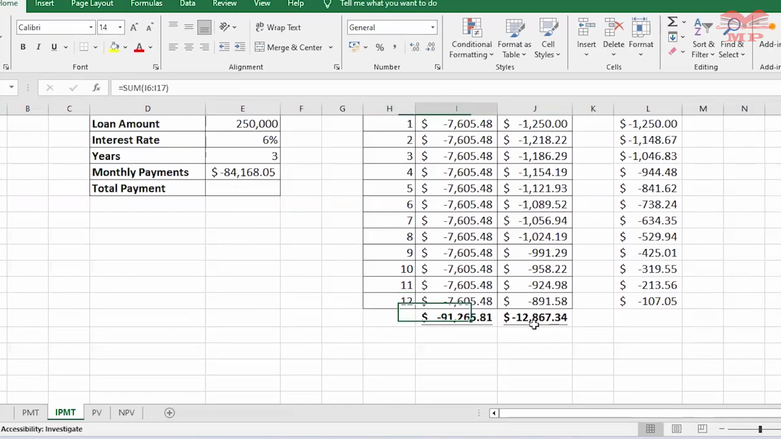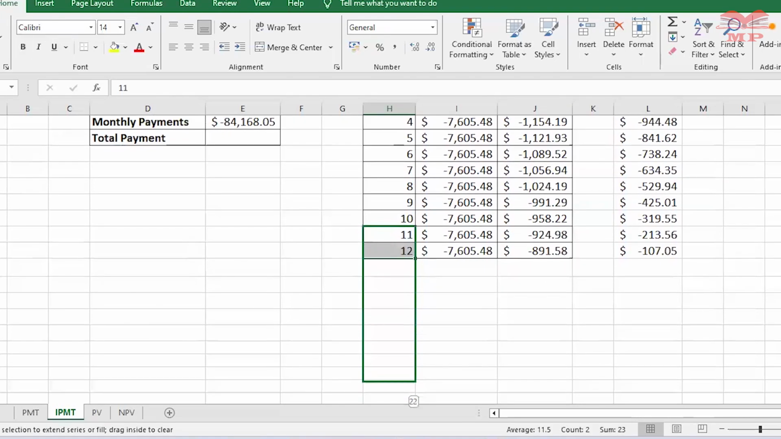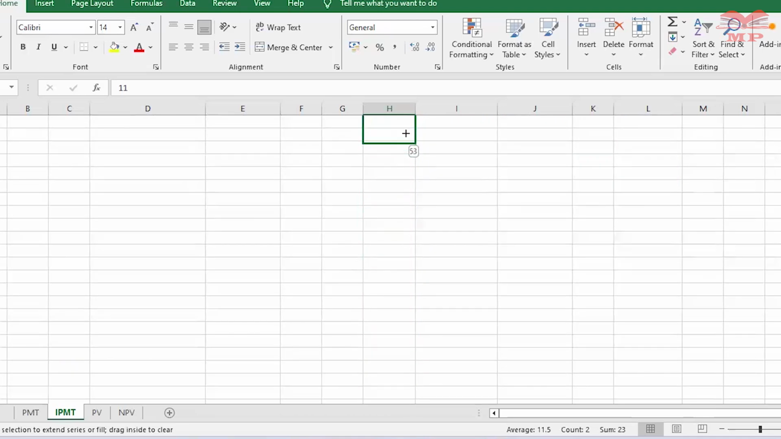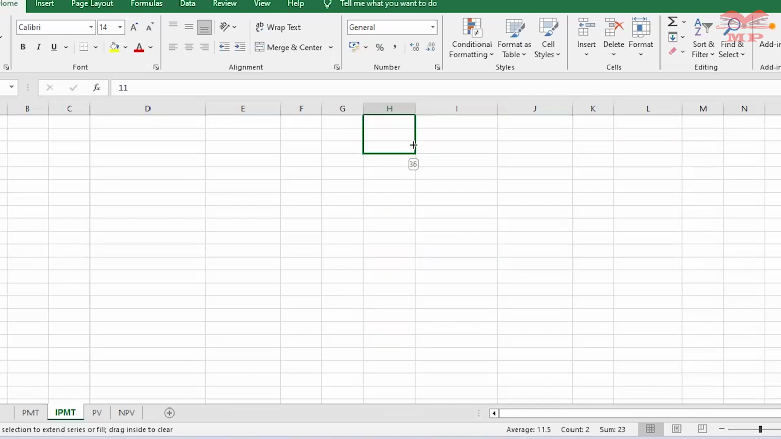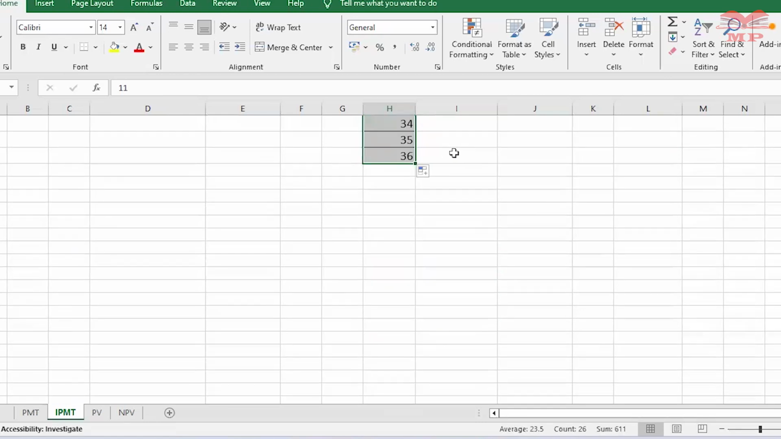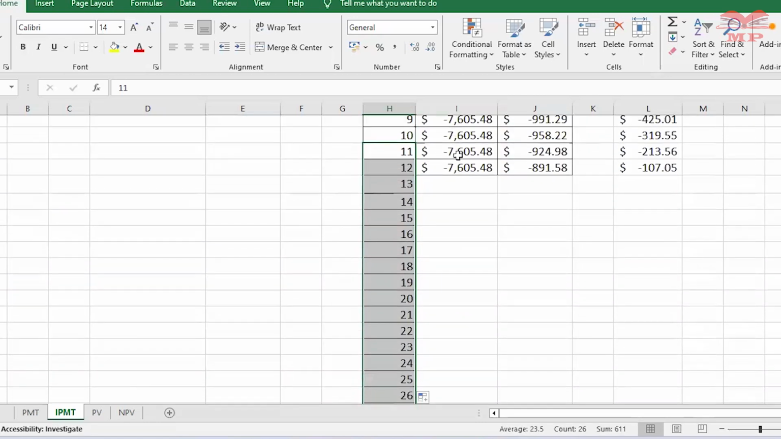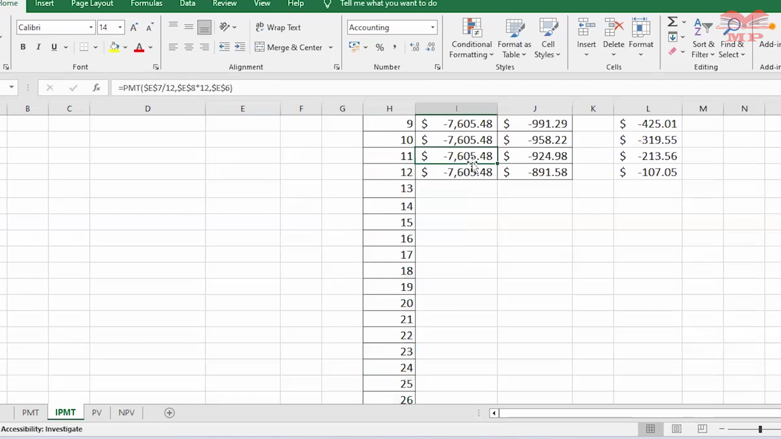I was wondering why this is 91. Then I would have to increase this to cover all 3 years. Within the first year, you'll have paid 91. But if I want to represent the 3 years, this needs to go all the way to 36. Then you would get the correct answer. So let me have that as 36. Then I would need to copy this down all the way.